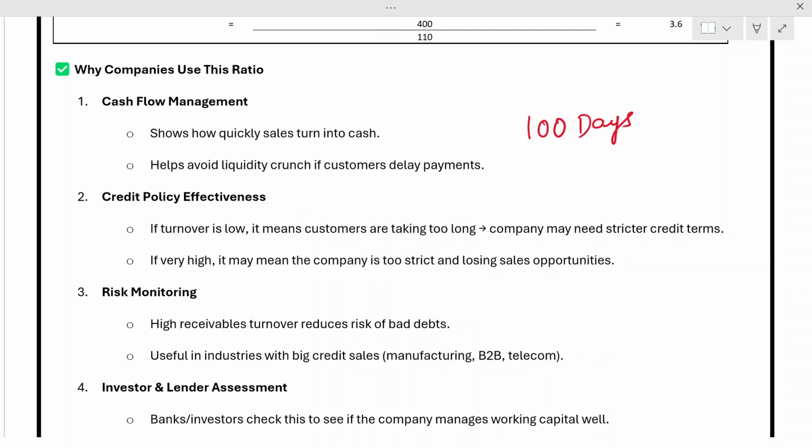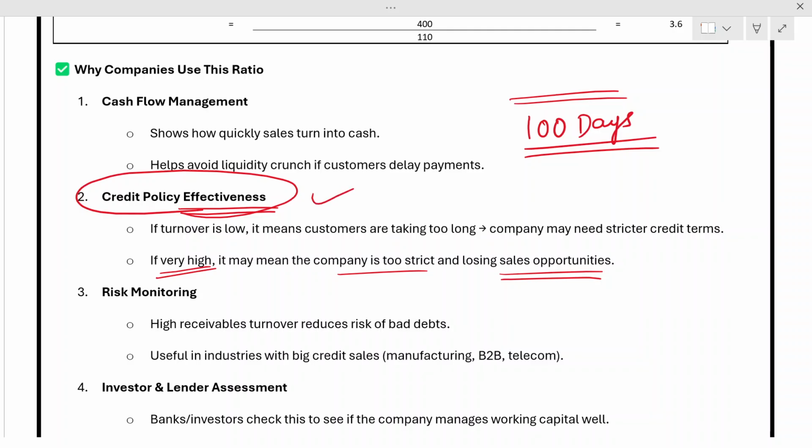I will tell you later on how this 100 days is calculated, but debtors take 100 days to pay you. So 100 days is a long period of time and you need money quickly, so they need to evaluate the effectiveness of their credit policy. Similarly, if this turnover ratio is very high, it means the company is too strict and losing sales opportunities. So it may depend on how they want to change their credit policy.